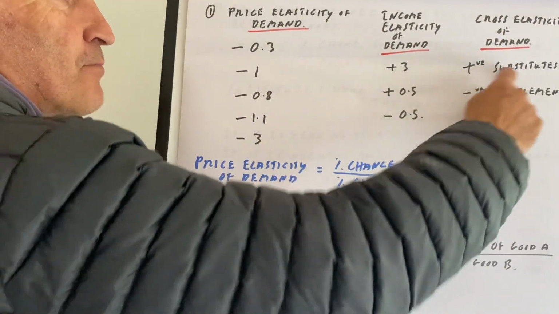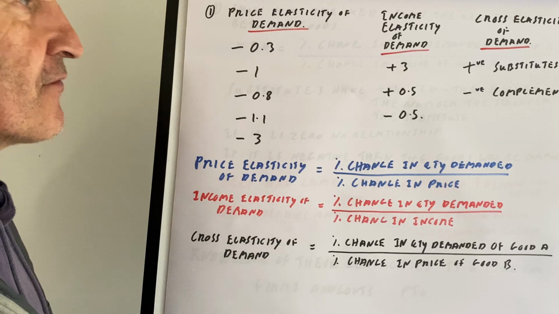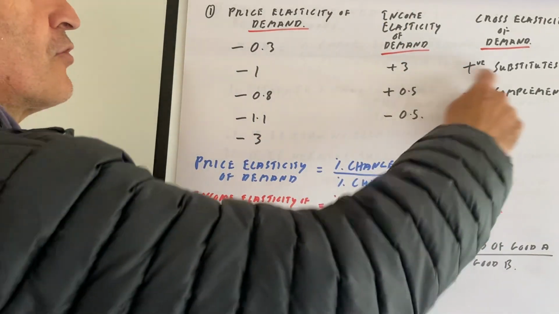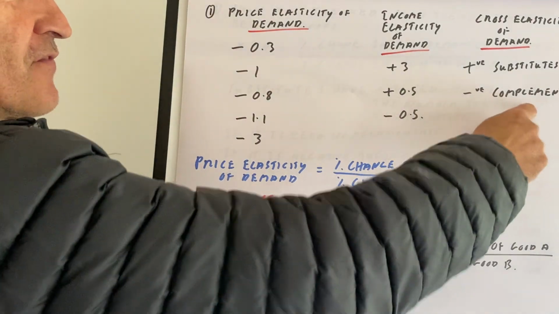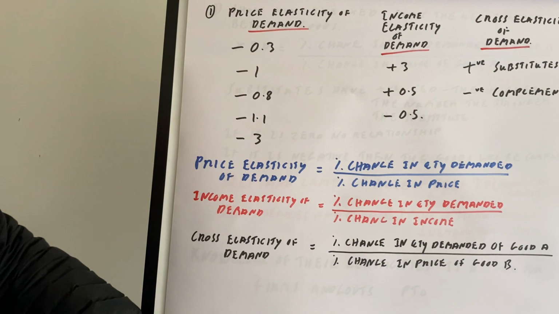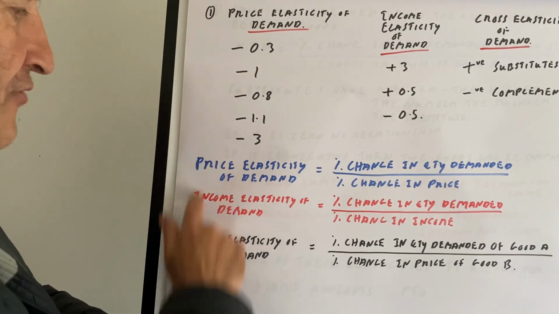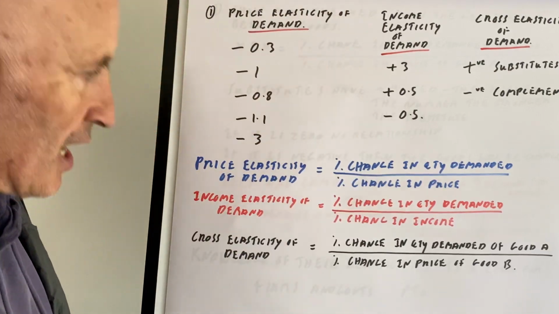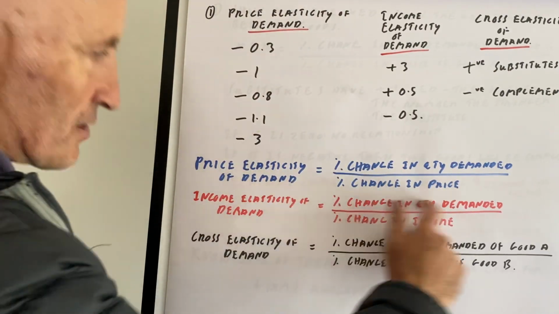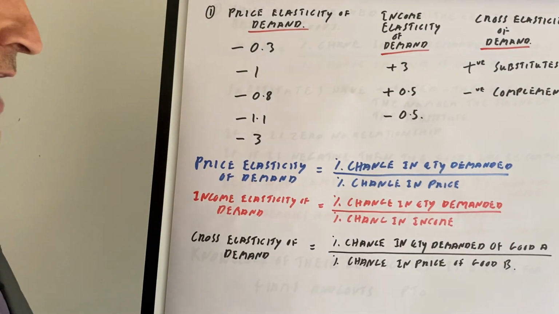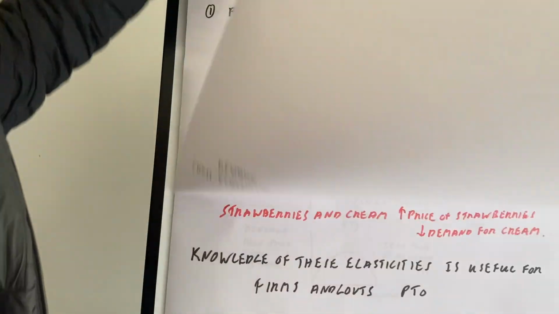Cross elasticity of demand, if it's positive, there's substitutes. Remember we just did, the price of beef goes up, the demand for lamb could go up. And it's negative if it's a complement. A gin and tonic, and the price of gin goes up, we demand less tonic. Okay, those are the 3 equations. I'm sure you all know them. Percentage change in quantity demanded divided by percentage change in price; percentage change in quantity demanded divided by percentage change in income; percentage change in quantity demanded of good A divided by percentage change in price of good B.